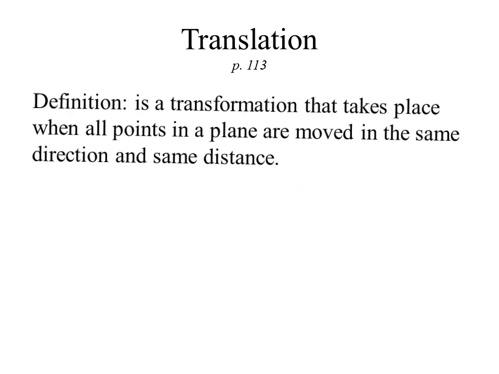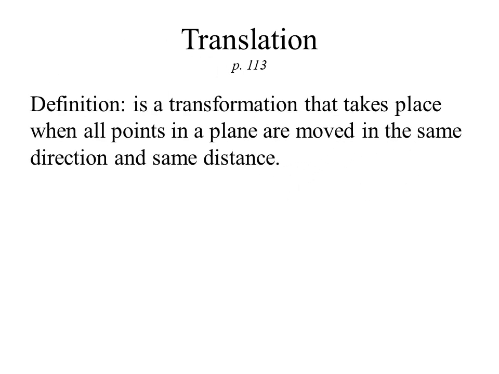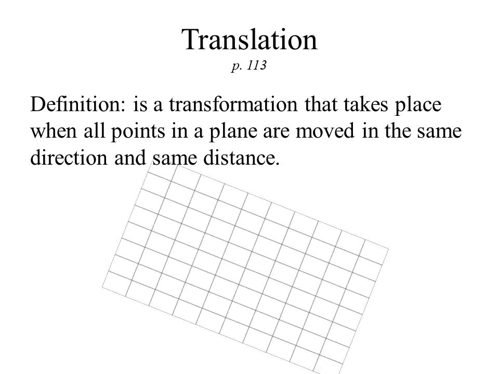Okay, now, a translation is a type of transformation that takes place when all points in a plane are moved in the same direction and the same distance. I know we touched on this a little bit last time, but I want us to remember that a translation is very specific. Every point of that object must move in the same direction and the same distance.